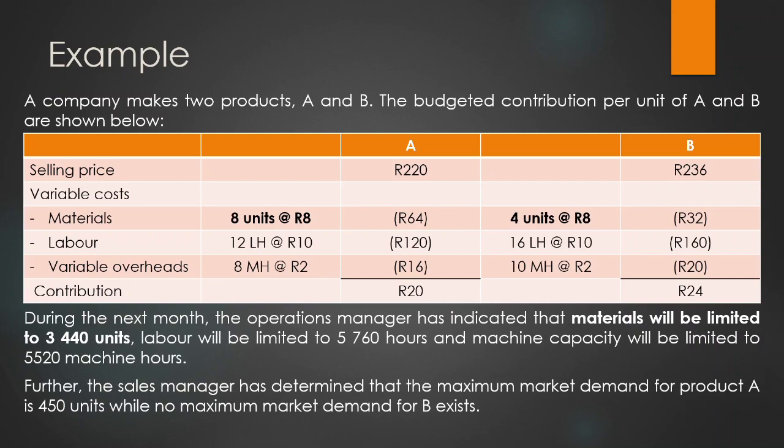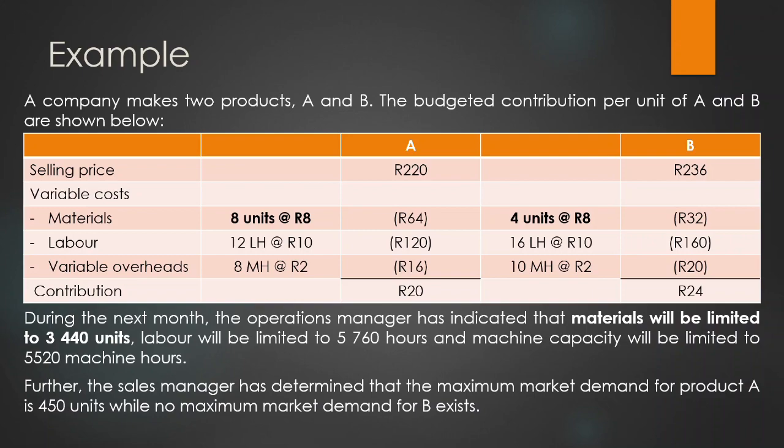So let us look at the information again and develop our constraints. First, we see that our materials are limited to 3,440 units. We see that product A uses 8 units of materials, while product B uses 4 units.